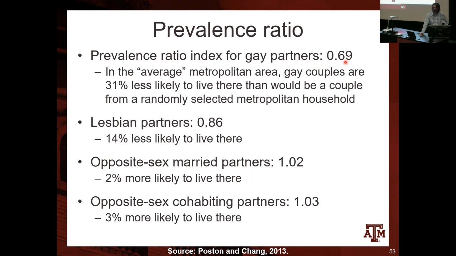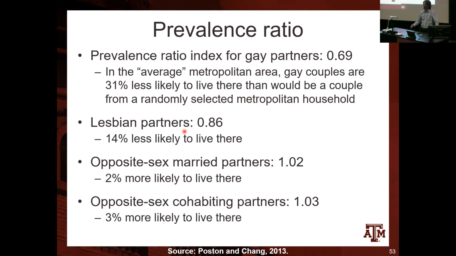The overall ratio for gay partners is 0.69. So what does it mean? 0.69 minus 1 multiplied by 100, 31%. In the average metropolitan area, gay couples are 31% less likely to live there than would be a couple from a randomly selected metropolitan household.